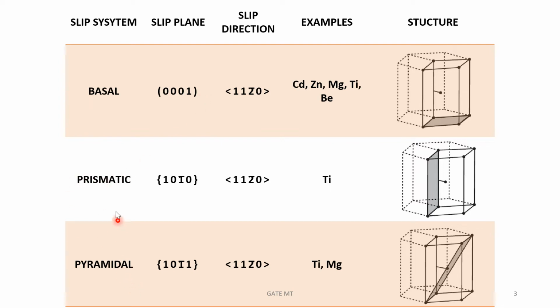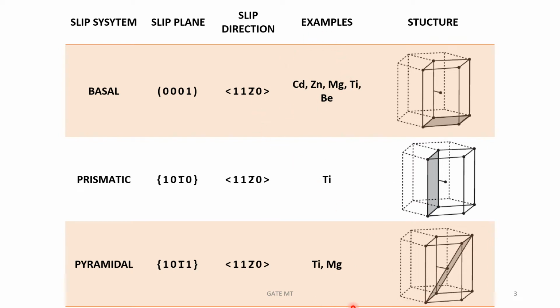The less favored slip systems include prismatic and pyramidal. The prismatic one consists of the plane 101 bar 0 and the direction 112 bar 0. It is usually found in materials like titanium. The pyramidal one, being the least favored slip system, includes the slip plane 101 bar 1 and the direction 112 bar 0. It is exhibited by materials like titanium and magnesium. In this figure, this is the pyramidal slip system.